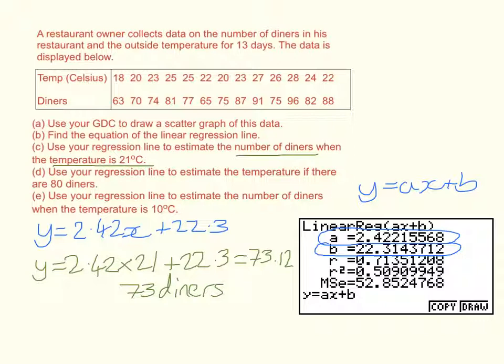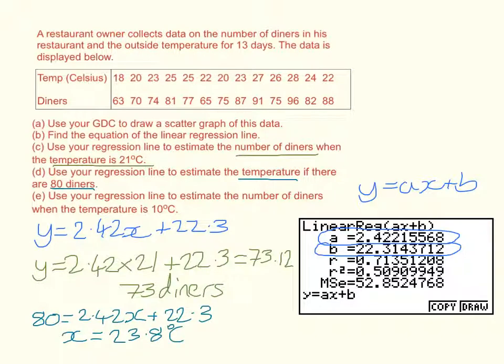For the next part we are asked to estimate the temperature if there are 80 diners. So this time we know y is 80, and it's equal to 2.42x plus 22.3. So we subtract the 22.3 from 80 and then divide by 2.42, and that gives us x is 23.8 degrees Celsius.